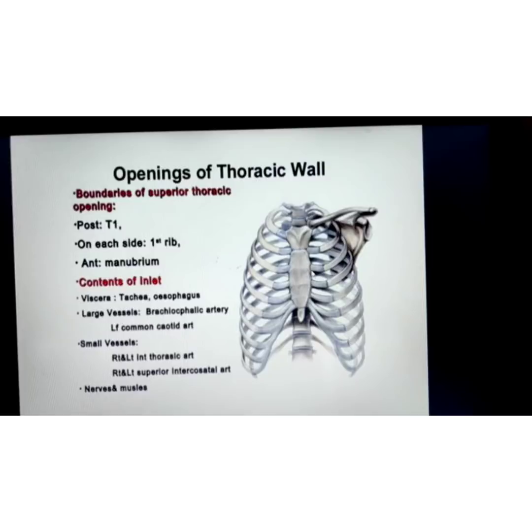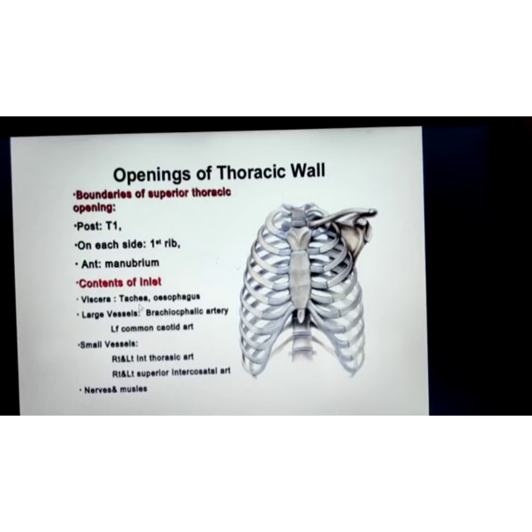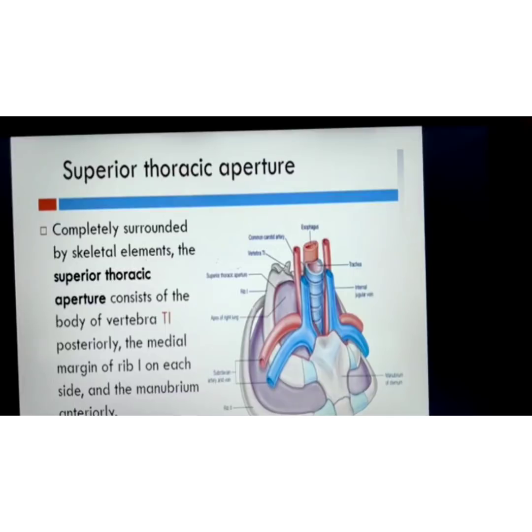Now these are the openings which I have told you. The superior thoracic aperture or the thoracic inlet is posteriorly bounded by T1, on each side by the first rib, anteriorly by the manubrium. Now what are the contents of the thoracic inlet? It consists of the trachea and esophagus. We can see the trachea and esophagus.